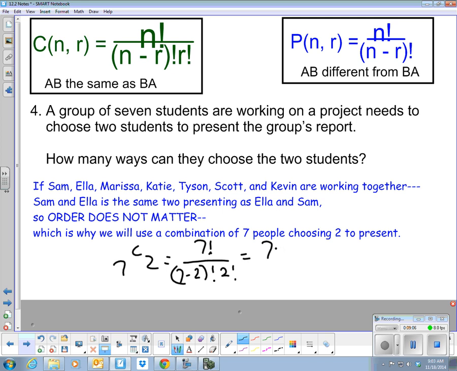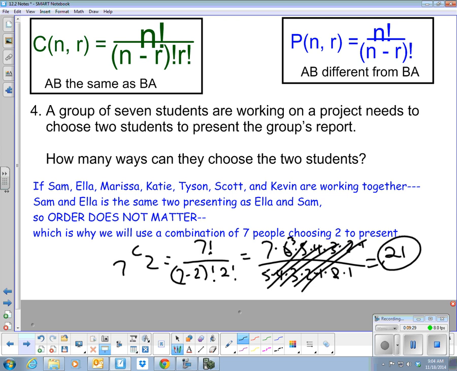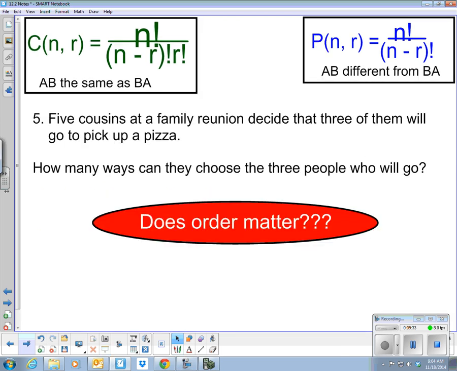7 factorial, so 7 times 6 times 5 times 4 times 3 times 2 times 1 over 5 times 4 times 3 times 2 times 1, now times 2 times 1. So cancel, cancel, cancel, cancel, cancel. But now I've still got 2 and 1, and I've got 7 and 6, and 6 over 2 can be divided by 3. So that's going to be 21. There are 21 different ways for 2 people to present a project.